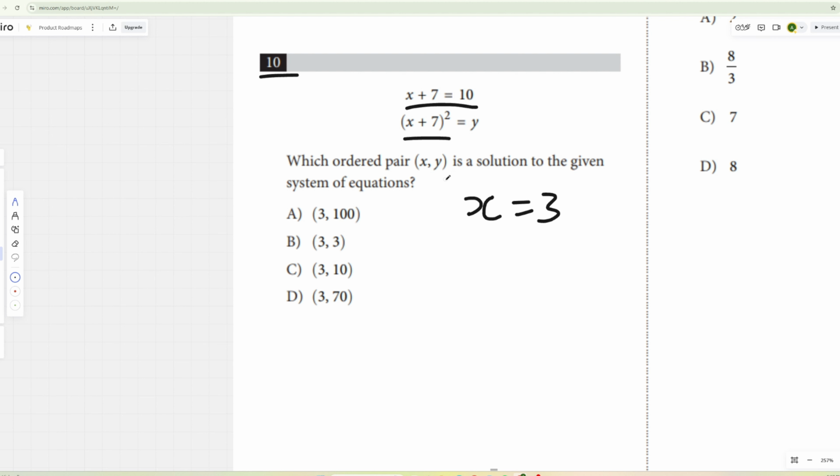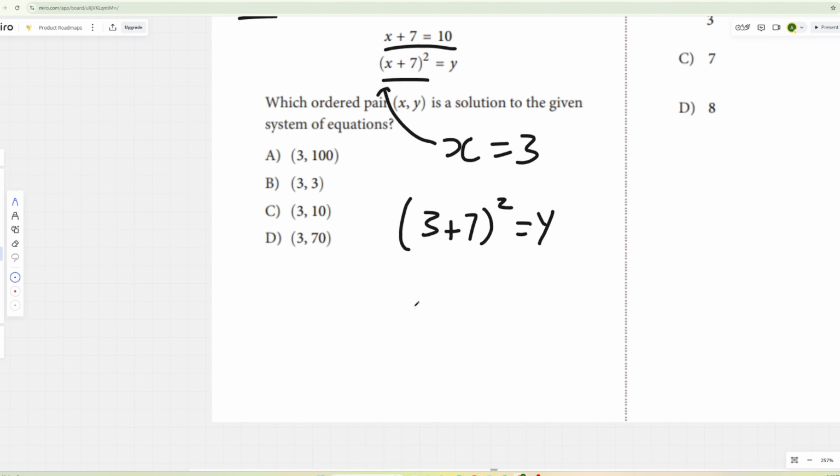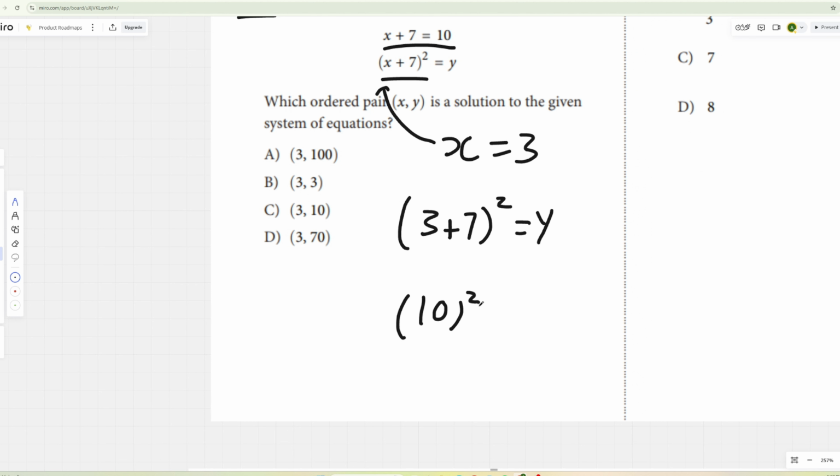Now that I have x equals 3, I can put that back in here. So 3 plus 7 squared equals y. 10 squared equals y. y equals 100. So now we have our two coordinates, 3, 100. And we get our answer to be A.